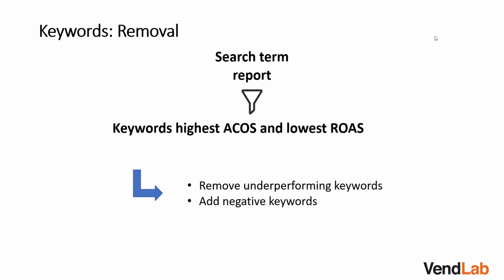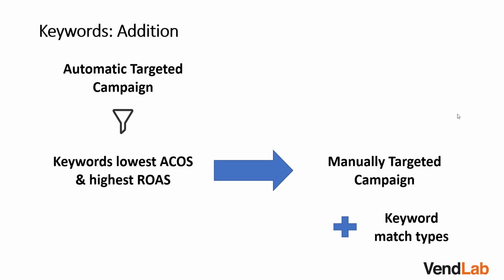Use the search term report to filter for keywords with the highest advertising cost of sale and the lowest return on investment. You should either reduce the bids on these keywords or alternatively remove them entirely and add them as negative keywords so you do not advertise on these key phrases. By adding keywords to your sponsored ads campaigns, you will reach a wider audience.